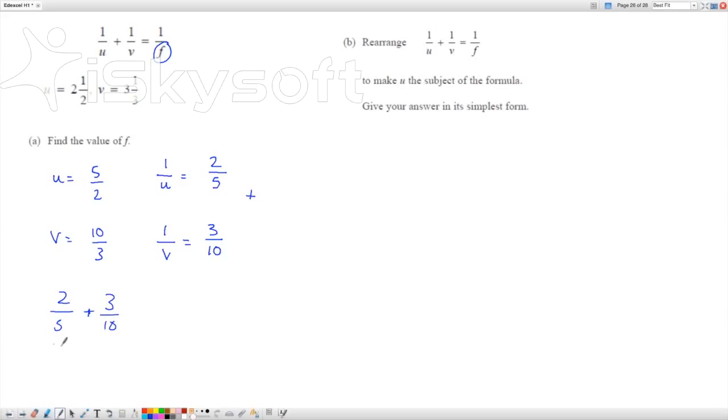We just make these equivalent fractions, so we change this to 4 over 10 plus 3 over 10, which is equal to 7 over 10. Now this equals 1 over f. We don't want 1 over f, we want the reciprocal, we want f. So f is equal to 10 over 7, or 1 and 3/7.